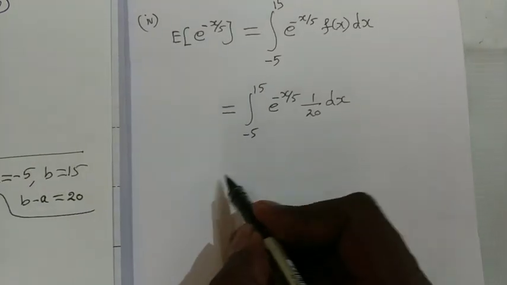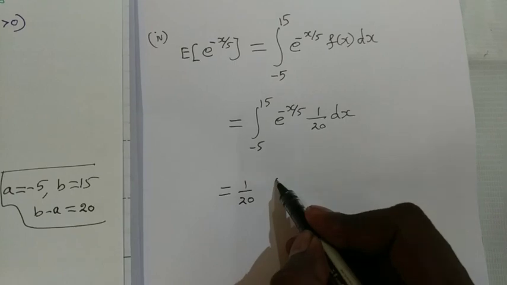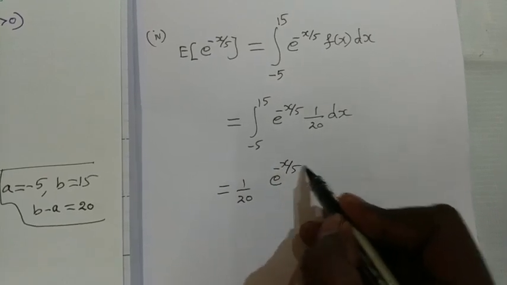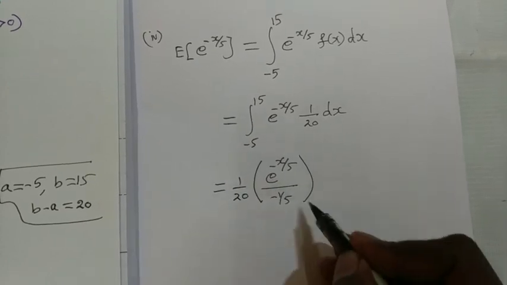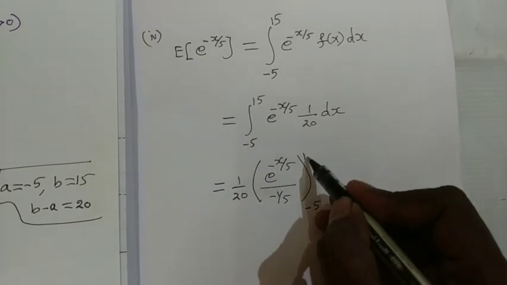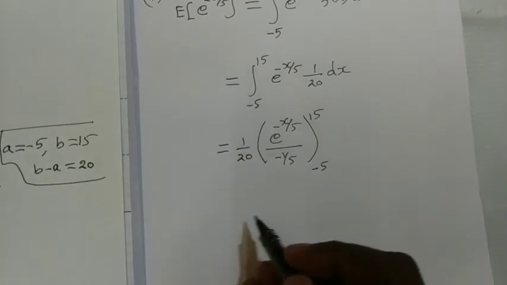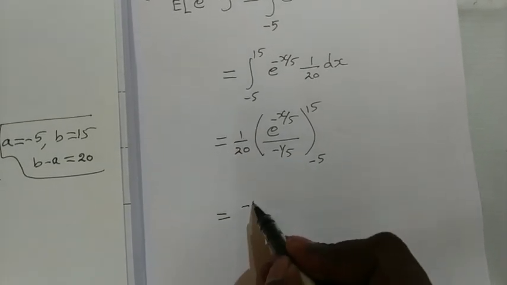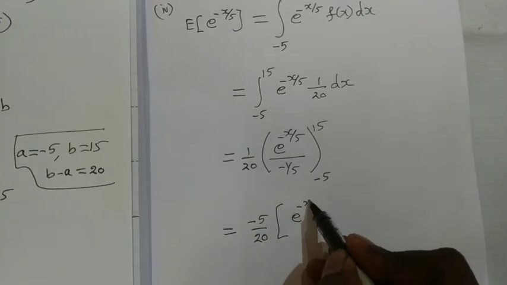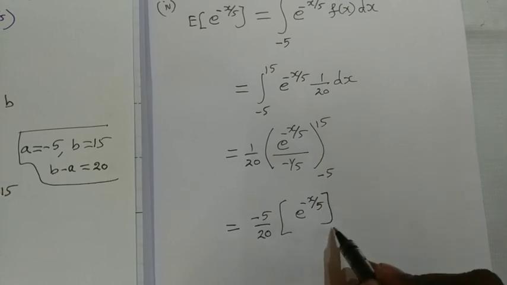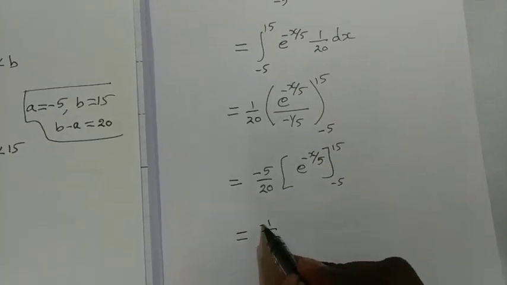Take 1 by 20 outside, and integrate e power minus x by 5. That is e power minus x by 5 divided by the coefficient of x, which is minus 1 by 5. The limit is minus 5 to 15. So the 1 by 5 can be taken in the numerator. Therefore this is minus 5 by 20 into e power minus x by 5, with the limit minus 5 to 15. So that is minus 1 by 4.